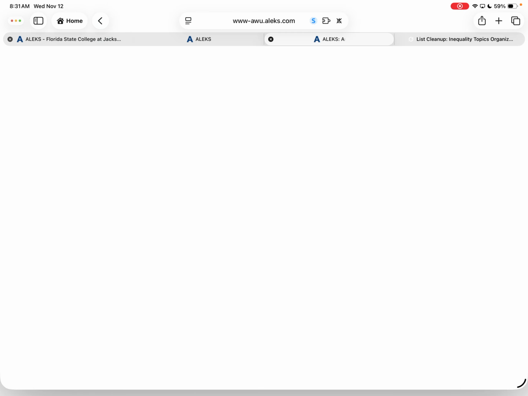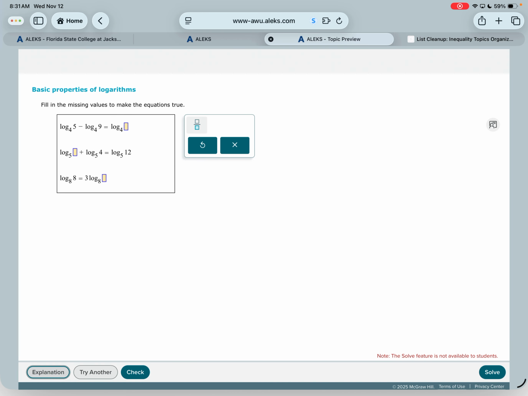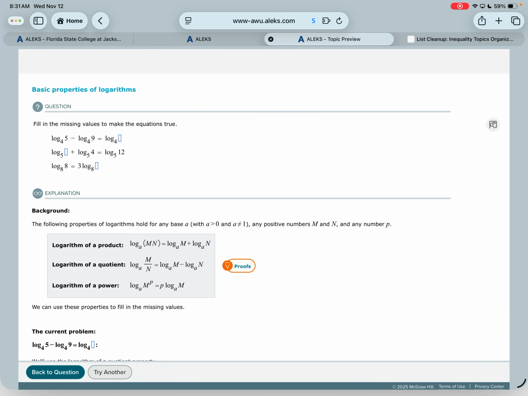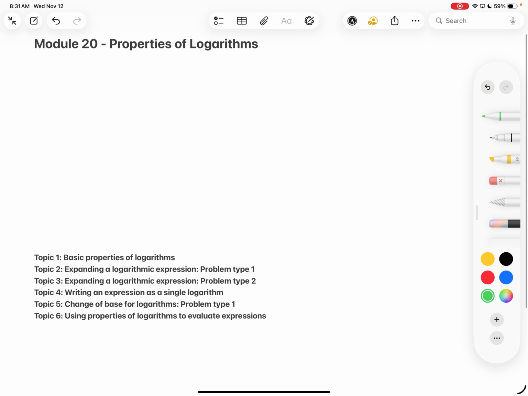Sorry, I just want to see what letter they use real quick here. Do they use U and V or U, M and N? Okay. Different books use different letters.